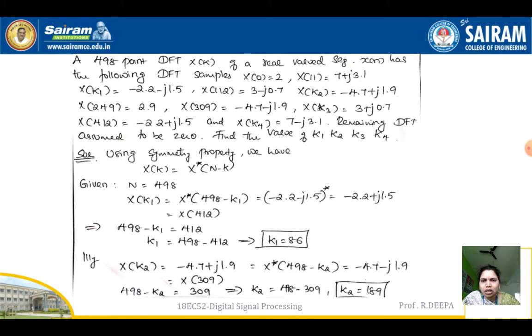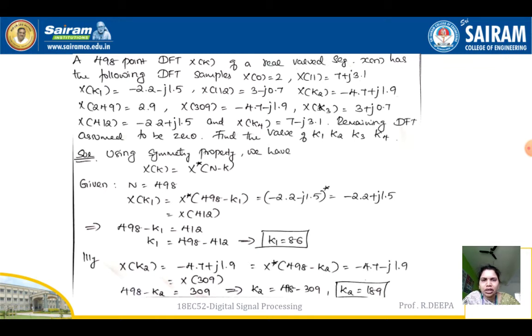That is, by comparing these two equations, 498 minus k1 is equal to 412, and by simplifying you can write what is k1. So k1 is equal to 498 minus 412, it is 86. So k1 is equal to 86. Similarly, you can calculate for k2 also.